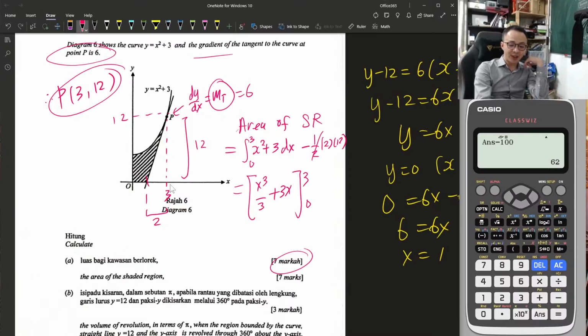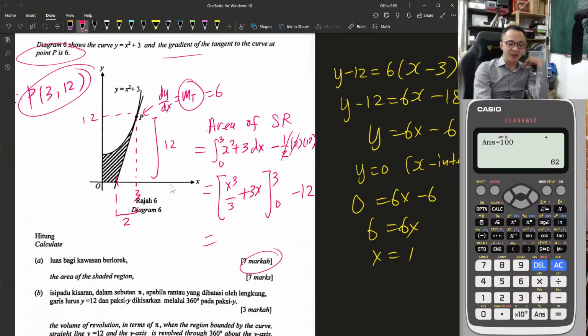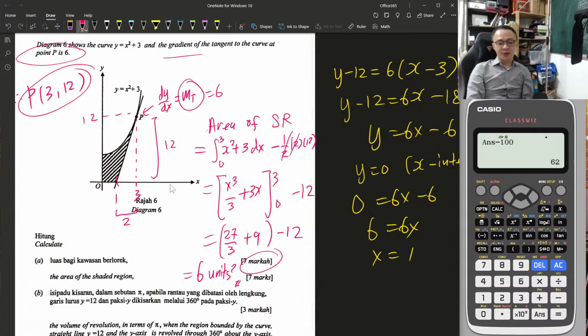This one, with limits 3 and 0, I simplified, minus 12. So the area of the triangle is just 12. Then I will just insert into here. So it's 27 over 3 plus 9, minus 12. So this is 18 minus 12. The final answer should be 6 units squared. Okay, so yeah, this is how we get the 7 marks.